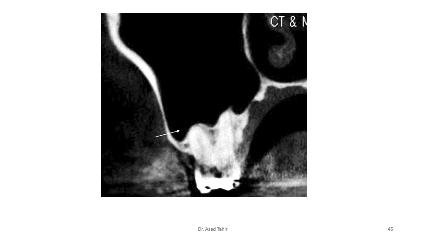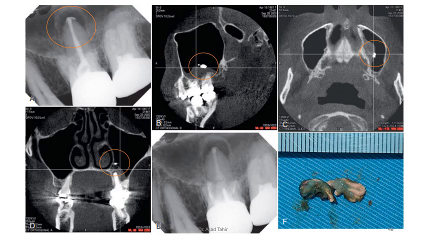CBCT image in coronal view showing that the mesiobuccal root apex of a maxillary second molar is in close proximity with the sinus floor. Maxillary sinus aspergillosis. A. Preoperative radiograph showing a lesion associated with the palatal root, from which the extrusion of the root-filling materials occurred in the maxillary sinus.